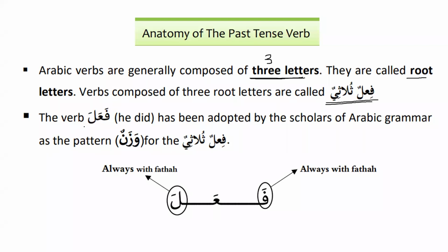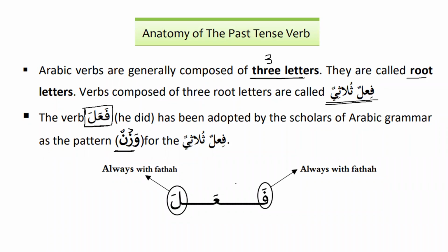The verb fa'ala, he did, has been adopted by the scholars of Arabic grammar as the pattern, waznun, for fi'lun thalathiyun. So fa'ala is the verb. The whole Arabic structure is based on this verb, fa'ala. And whenever we talk about the waznun, the pattern, please remember that it's not necessary that the pattern should have a meaning. Sometimes it can have a meaning, but most of the time it's meaningless. We basically want to say that this is on this pattern. That means we have to follow that pattern and nothing else.